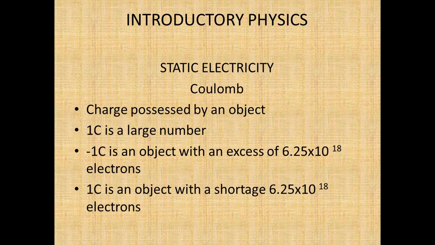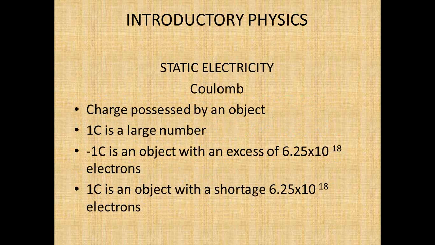But 1 coulomb is a very large number. 1 coulomb is a huge number. As a matter of fact, when an object has a charge of 1 coulomb, what we're saying is that it has an excess, so minus 1 coulomb, because remember, electrons are negative. If we say an object has a charge of minus 1 coulomb, what we're saying is that the object has an excess of 6.25 times 10 to the power 18 electrons.